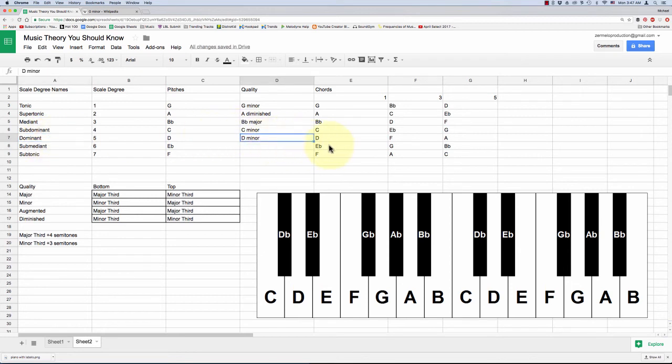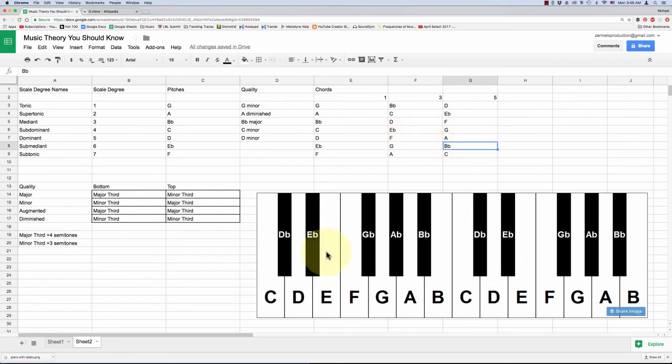So what about these last two, the submediant and the subtonic? So the submediant, the bottom interval is going to be E flat and G. Let's check that out. Let's go a little further down here. So here's E flat right here and G. So let's count. So E flat, 1, 2, 3, 4. That's plus 4 semitones. So the bottom interval is a major third.